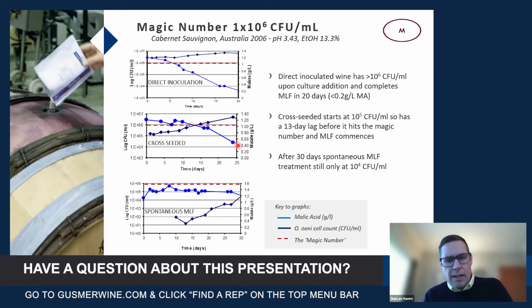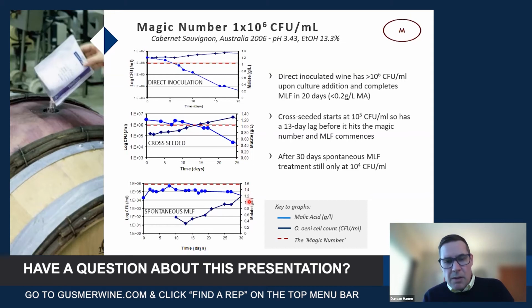And this wine completed malo in around 35 days, so around 15 days after the direct inoculated one. At the time, the winery where this work was done, cross-seeding was their standard practice, so it was a really interesting treatment to look at. However, there was a shift towards direct inoculation based on these results.